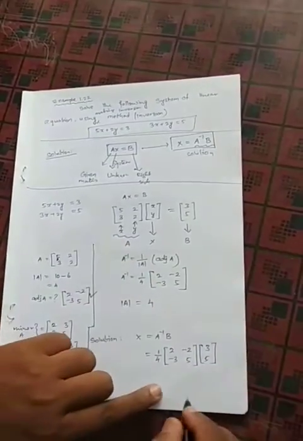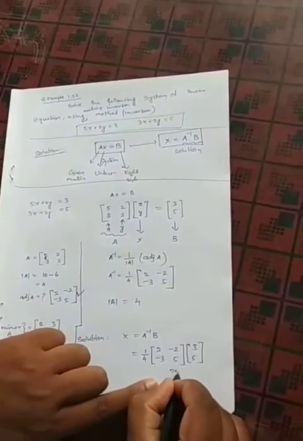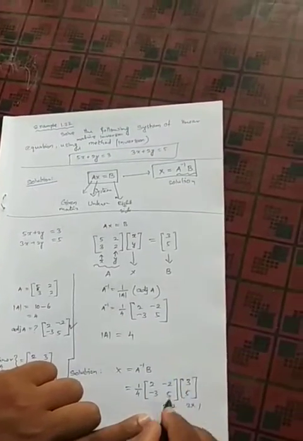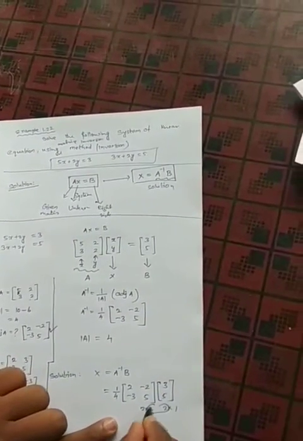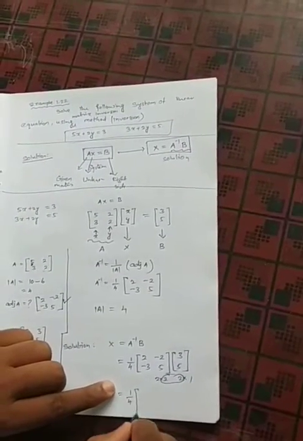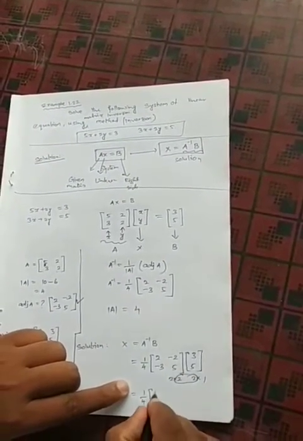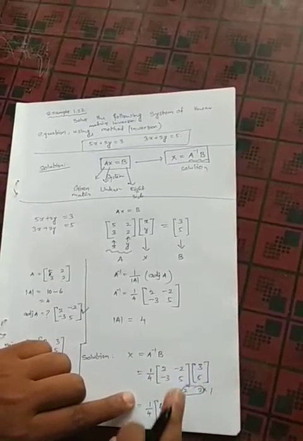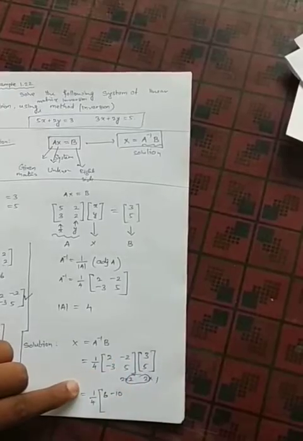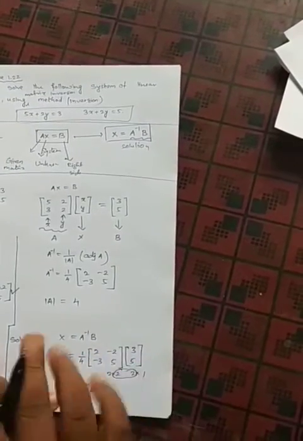Okay, now you need to multiply. What's the order? This is 2 by 2. What's this order? 2 by 1, 2 rows, 1 column. So multiplication is allowed. You can multiply. So 1 by 4 will come as such. Multiply now. 2 3s are 6, minus 2 into 5, minus 10. Is that correct? Okay, first row, first column over.